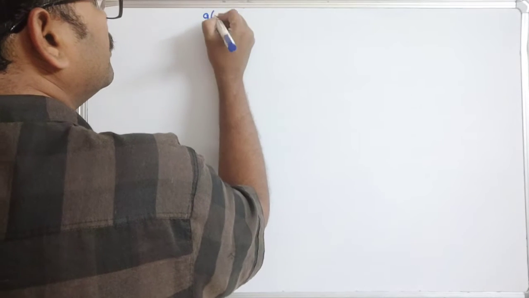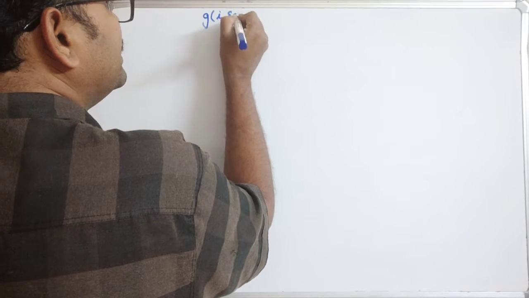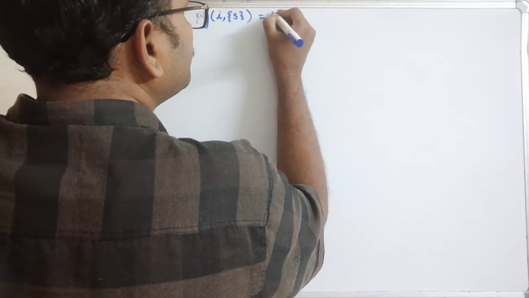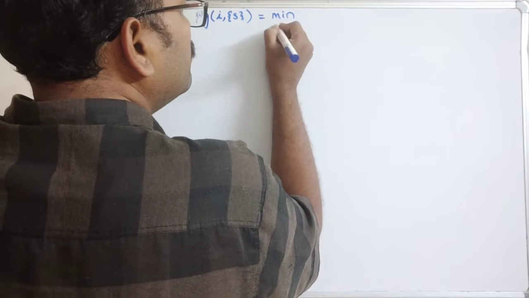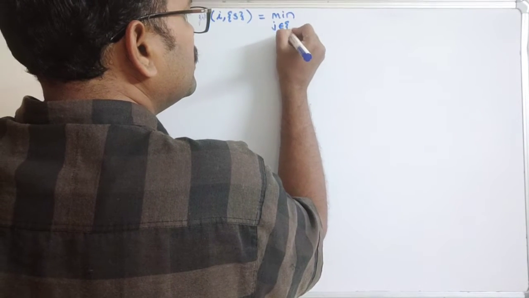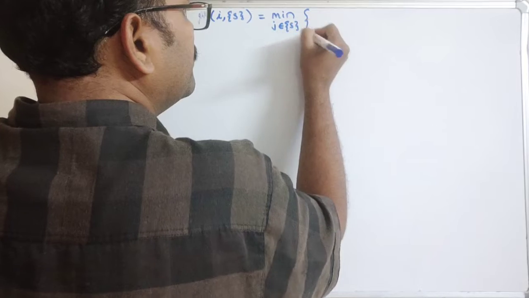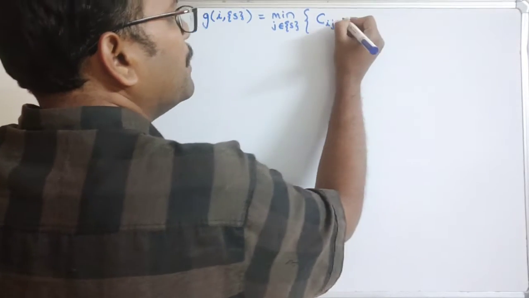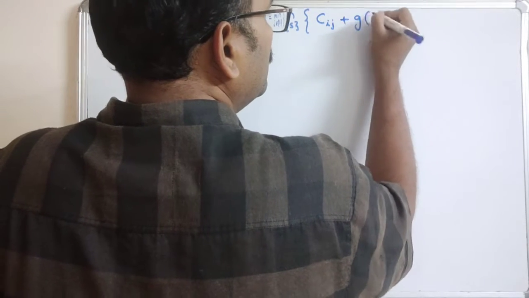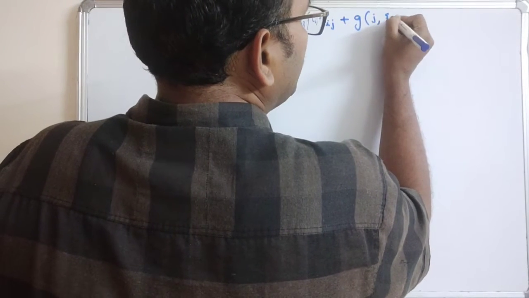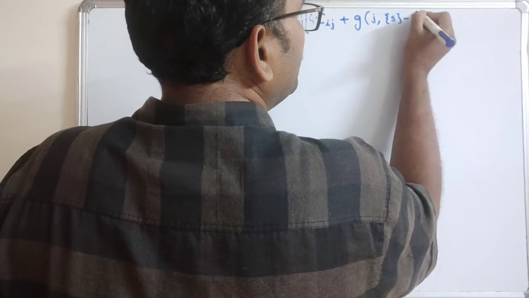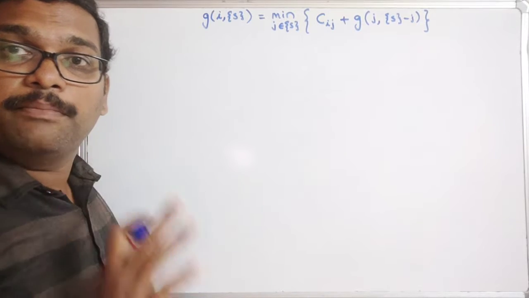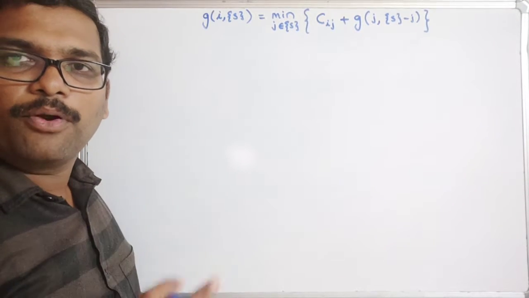So G of I comma set, which contains all other vertices, is equal to minimum of J belongs to set, cost of I j plus again the function G of j comma set minus j. So this is a formula which we have to remember while solving the problem.